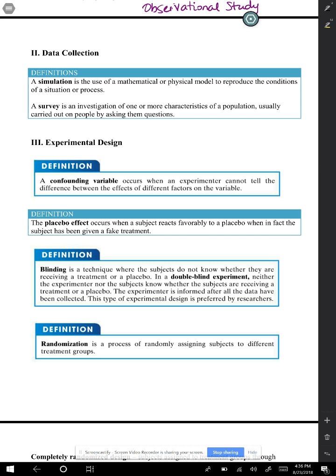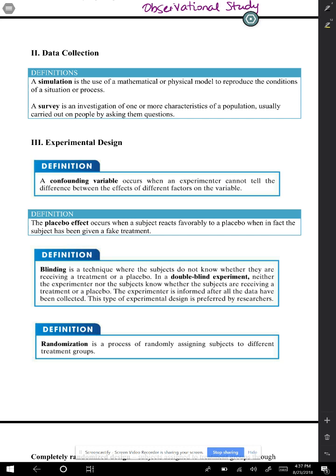The placebo effect I mentioned a minute ago is when you give patients a placebo, but they don't know that you're giving them a fake treatment and they react favorably to it. This is just one of those strange things that happens sometimes. They think they're taking something that's going to help their headache, and it's actually just a sugar pill, and they react favorably to it and it helps their headache. So it's just a strange thing that actually has been proven to happen, and that's called the placebo effect.